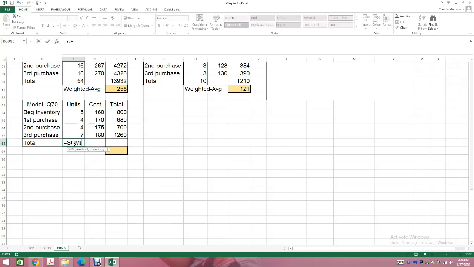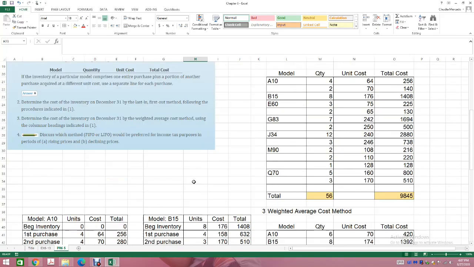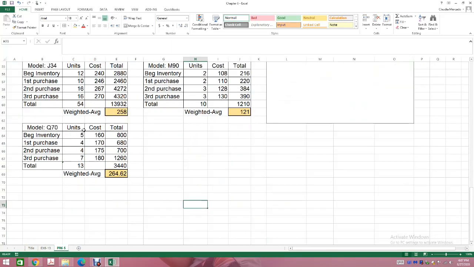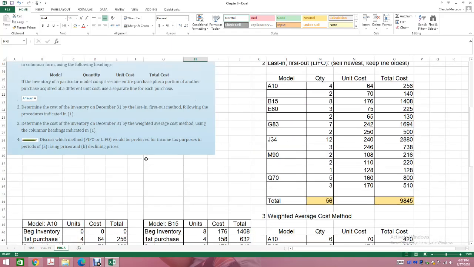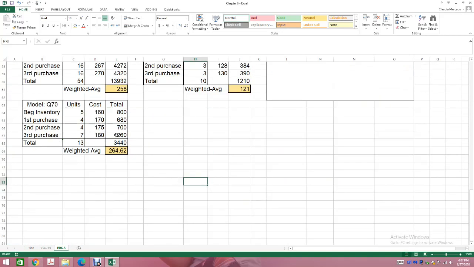And then we get our total for our units, and then we get our total for our total cost. Once we have that, we can calculate our weighted average cost. We're going to get our total cost divided by our total units. And that gives me, did I do that right? Which one am I doing? Q70. 5 at 160, 4 at 170, and then 4 at 175. Yes, and then we have 7 at 180. So we've got 5 at 160, 4 at 170, 4 at 175, and 7 at 180.